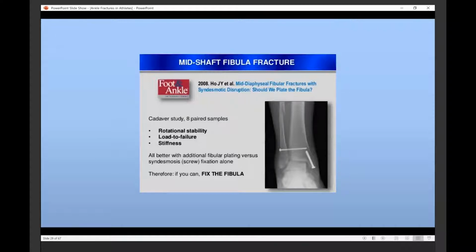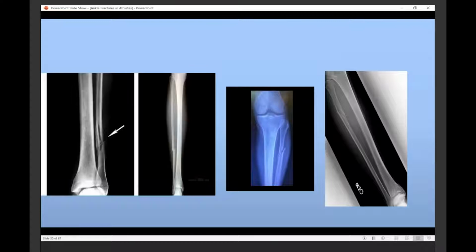And this has changed over the past 20 years. I'm afraid of looking back at my x-rays from 20 years ago, where I would definitely just fix this with some syndesmotic screws and we would not fix the fibula proximally. So I think if you can fix the fibular fracture, I would recommend fixing the fibular fracture. I fixed that third one in.